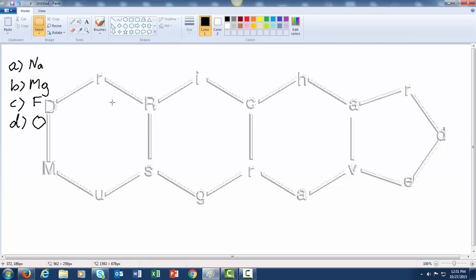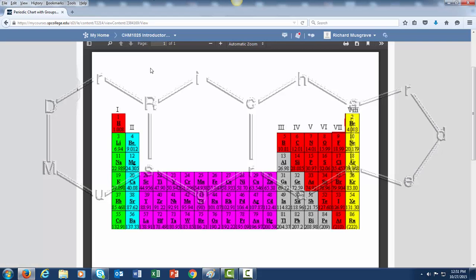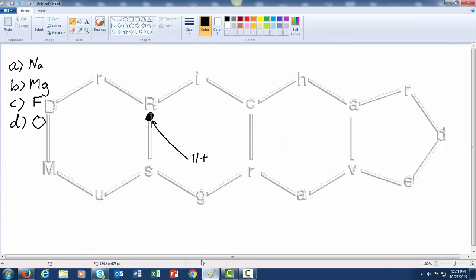If we were to diagram sodium, it would look like this. We'd have a nucleus, and in the nucleus you're going to find 11 protons. Now here's how we know that. We can go to the periodic chart and we see that sodium has an atomic number of 11, which means it's got 11 protons in its nucleus. If it has 11 protons, it's going to have 11 electrons in its shells.